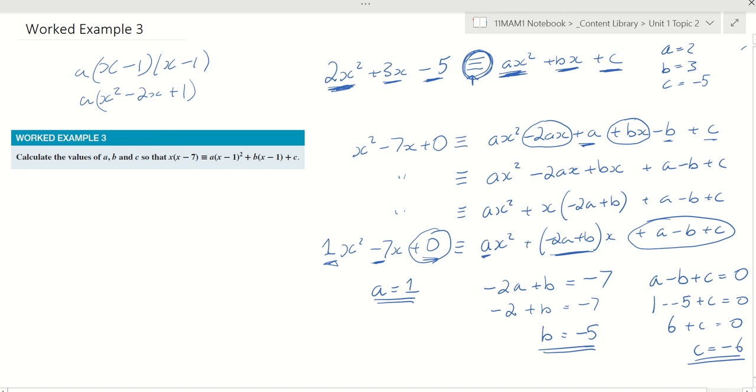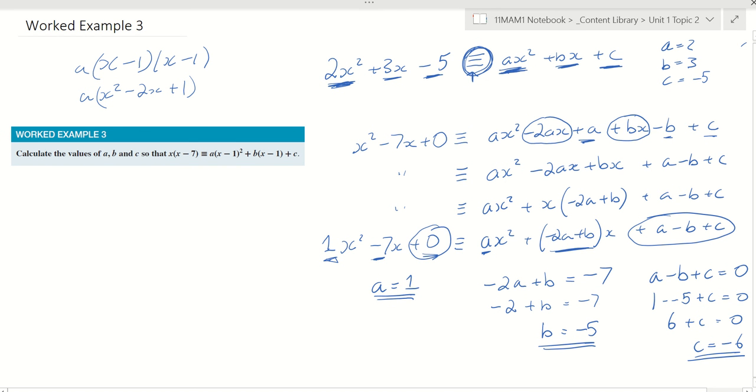So that's the three values that I need in order to answer this question, calculating the values of a, b, and c if I'm given two equations which are equivalent.